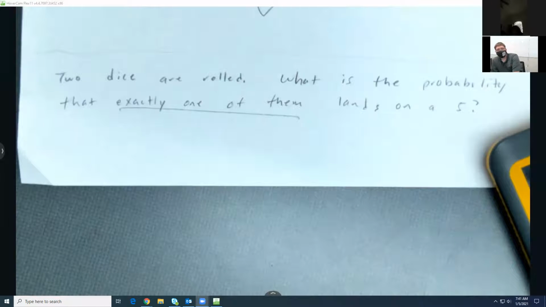All right, 2 dice are rolled. What is the probability exactly one of them lands on a 5? And for this problem, we're assuming a traditional, fair, weighted, 6-sided die.